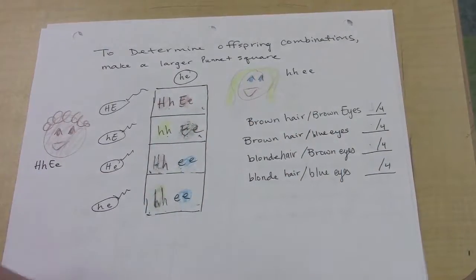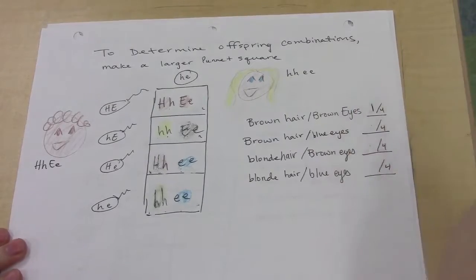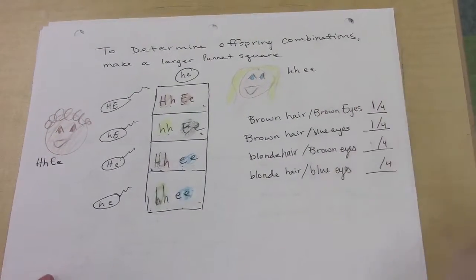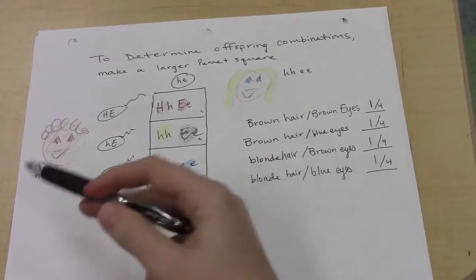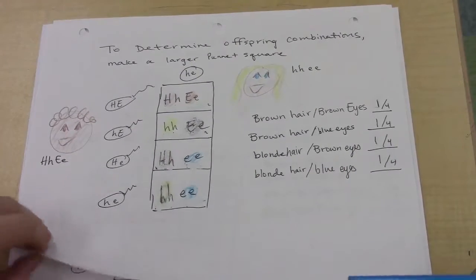All right, and so now I can see that 1 out of 4 have both brown hair and brown eyes. Brown hair and blue eyes, I have 1 out of 4, and so on, so I have a 25% chance. If I have a heterozygous dad and a homozygous recessive mom, I have a 25% chance of getting any of these gene combinations.